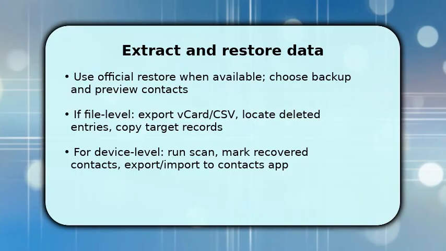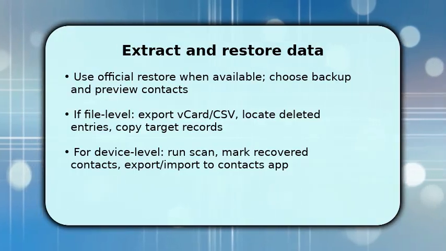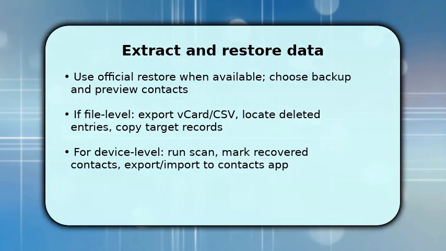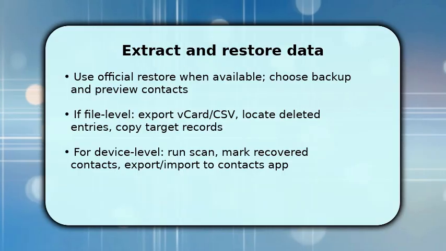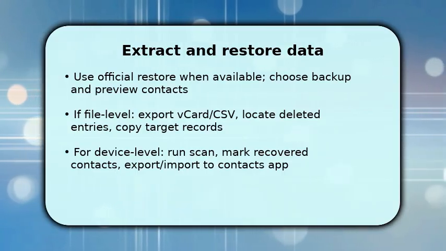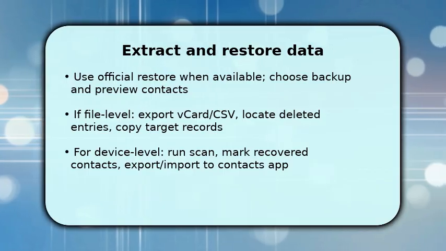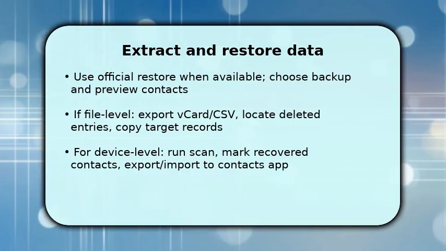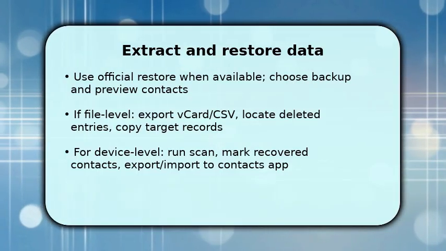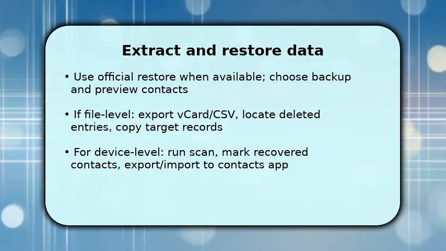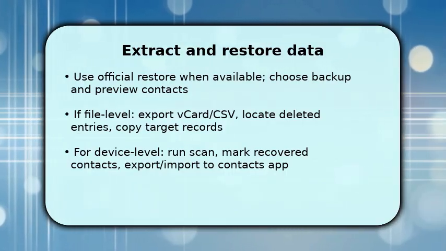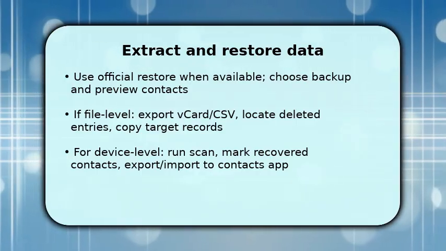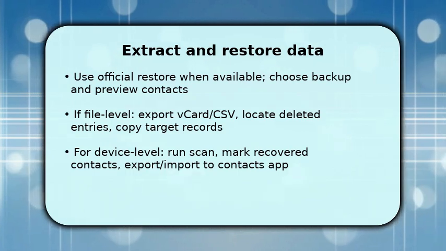Now you perform the middle steps to extract and restore the deleted number. If an official restore option exists, select the correct backup and preview contacts before committing. This avoids overwriting current data. Otherwise, use a backup extractor to open the vCard or CSV, search for the deleted entry, and export only that record. For device-level scans, run the scan fully, mark the recovered contact, then export and import into your Contacts app. This targeted approach reduces risk and preserves other entries.